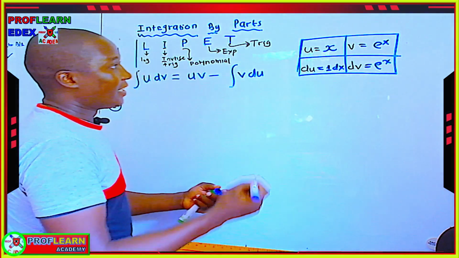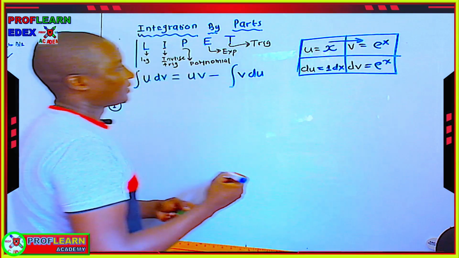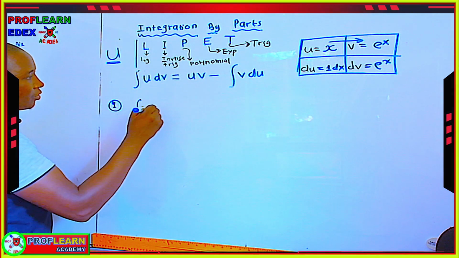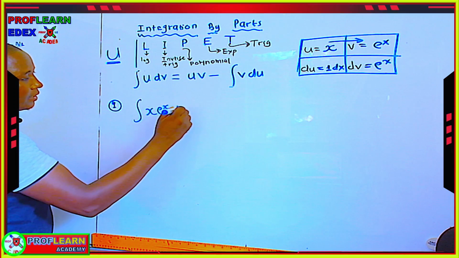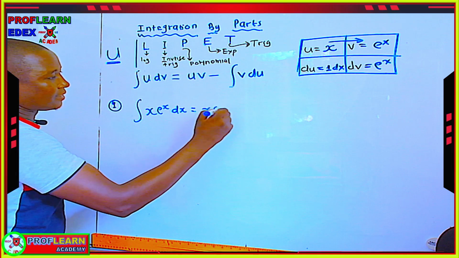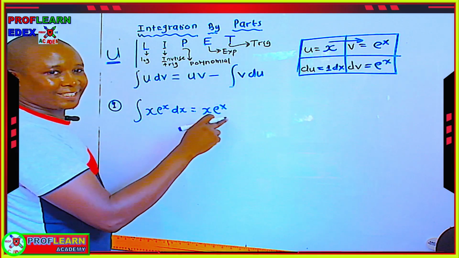What's your dv? Then this part here, we are going to multiply. So this is going to be what? The integral of x e^x dx is going to be equal to x e^x. If I multiply this and this, I'm going to get x e^x.